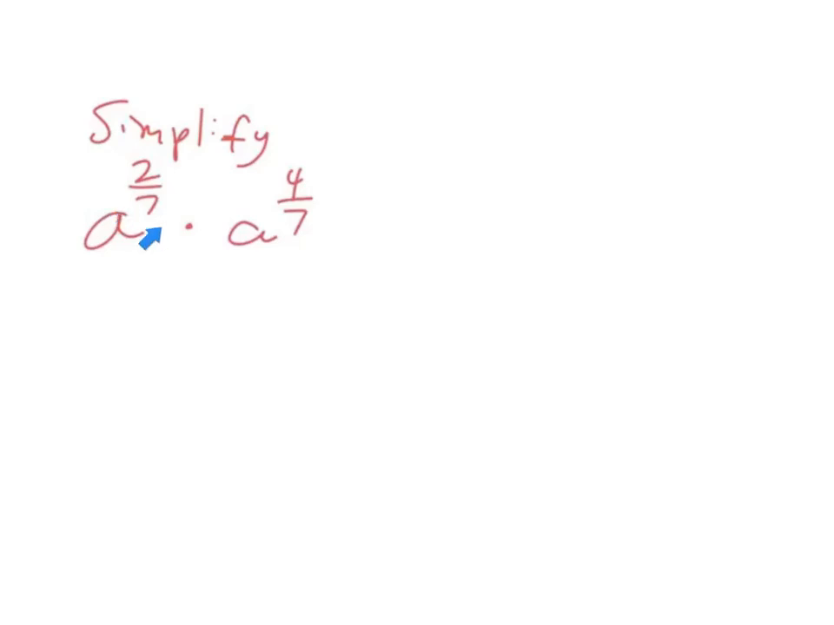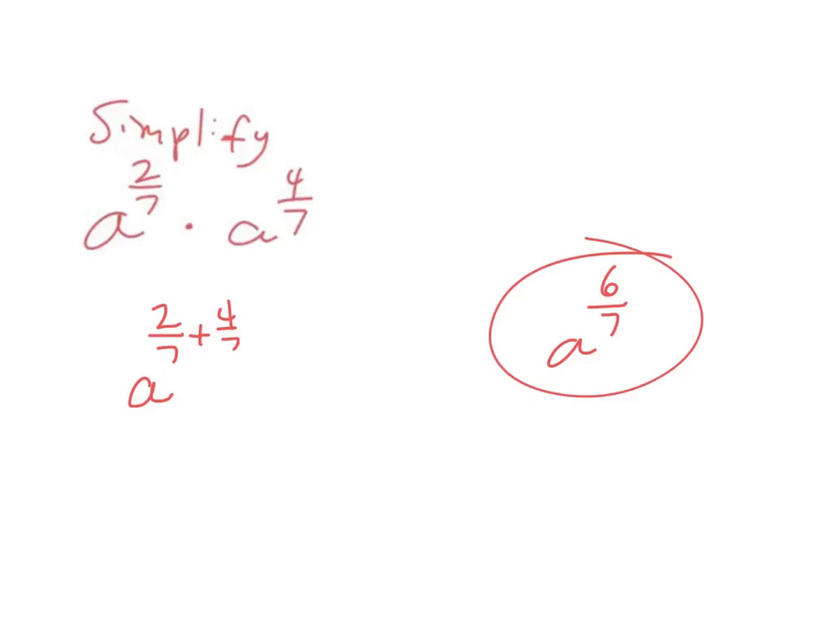So in this case, we're still going to do that. Just because the powers are fractions, the exponent rules don't change. Okay? So when I do this, I'm going to combine the bases and add the powers. Okay? So what do I get when I have 2 sevenths plus 4 sevenths? 6 sevenths. So my final answer here is a to the 6 sevenths.